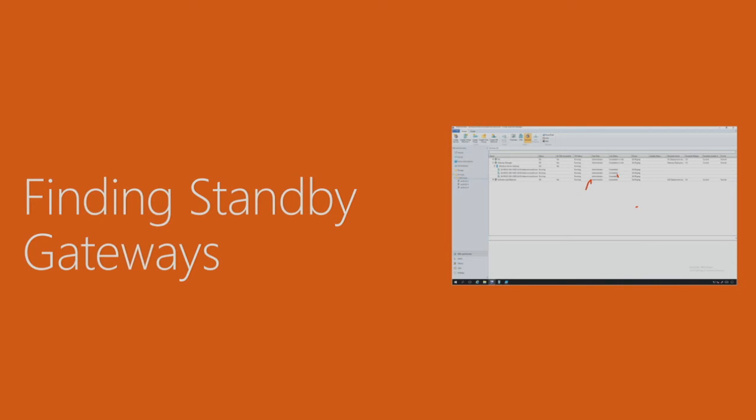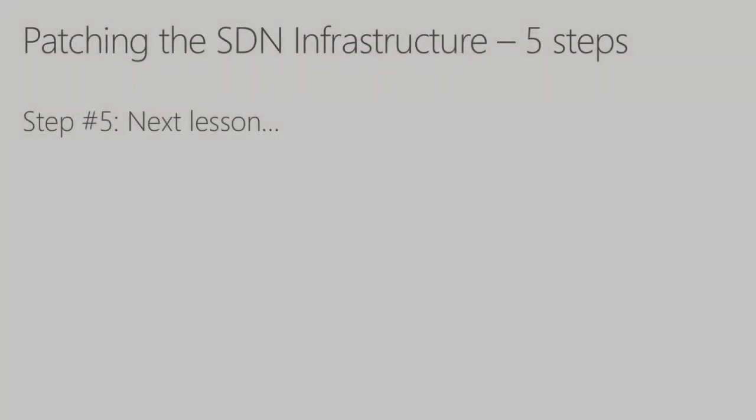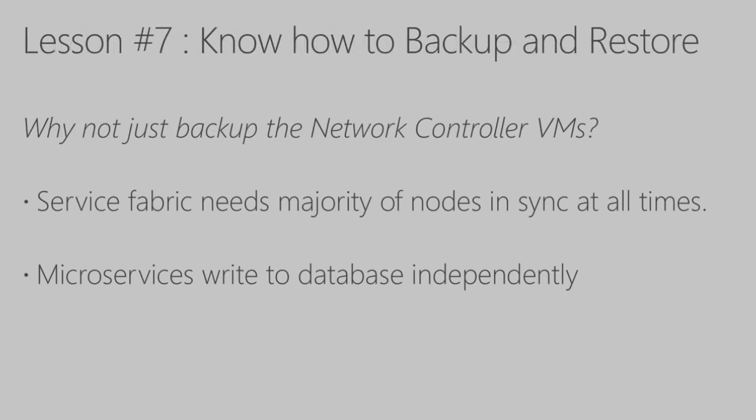So the fifth step of the patching process leads us to the next lesson, which is after you patch, take a backup so that you now have a current state of the network controller database. The reason is because after every network controller version update, we may have made some schema changes to the database, and so all of your previous backups may no longer apply. So you need to back up after you patch, and your network controller has been updated so that you now have a current backup. Now, why can't you just back up the network controller VMs?